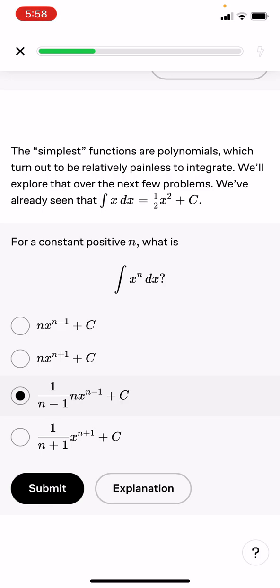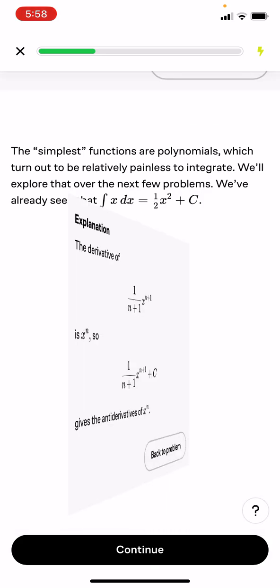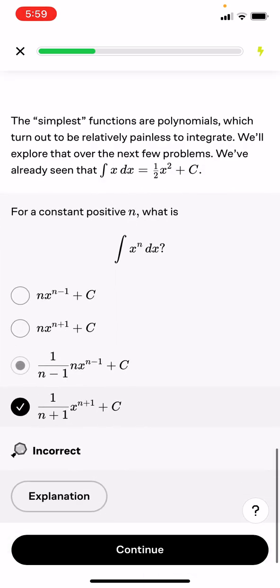I mean, would it be kind of the same how that's 1 over 2? I'm gonna go with it. Plus. Well, I guess it was close, but if we wanted to be positive, it would just be addition. A derivative of 1 over n plus 1 x to the n plus 1 is x to the n. So 1 over n plus 1 x to the n plus 1 plus c is the antiderivatives of x to the n. So it could just kind of be the same. Yeah, just like that.